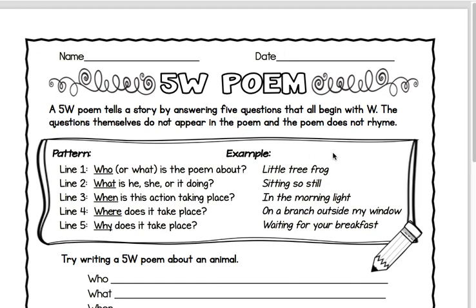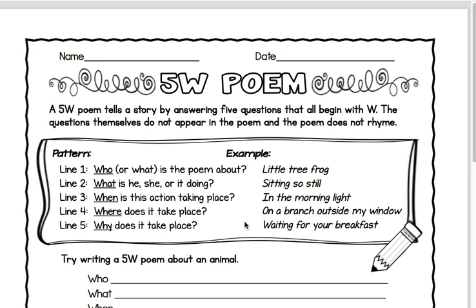Hi everyone, we're going to start another kind of poem called the 5W poem. This is a really fun poem that uses the 5W words who, what, when, where, and why. That's sort of the form that it takes, but let's go ahead and read about it.